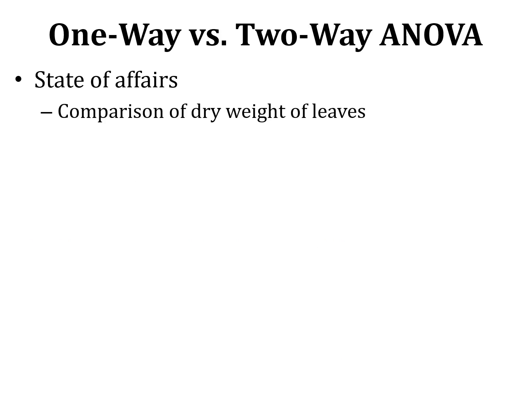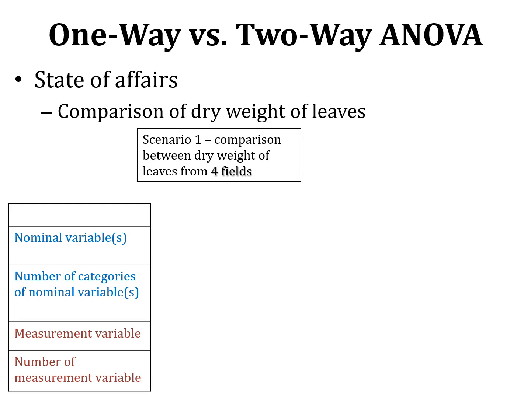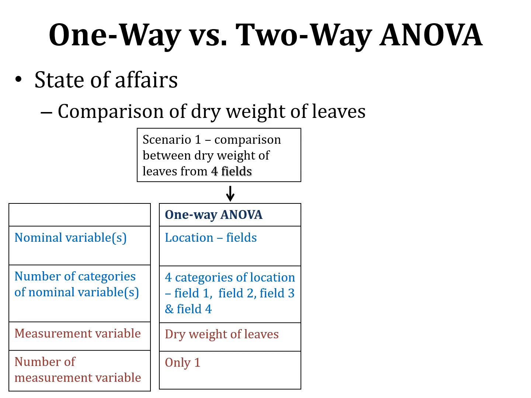Then the next example is the comparison of dry weight of leaves. The first scenario is comparison between dry weight of leaves from 4 fields. So we are going to apply one-way ANOVA. Why can we not apply a t-test here? Because there are more than 2 categories of the nominal variable. Here are 4 categories, and what is the nominal variable? It is location, which are different fields. So there are 4 categories of location: field 1, field 2, field 3, and field 4. And the measurement variable is only one, which is the dry weight of leaves.